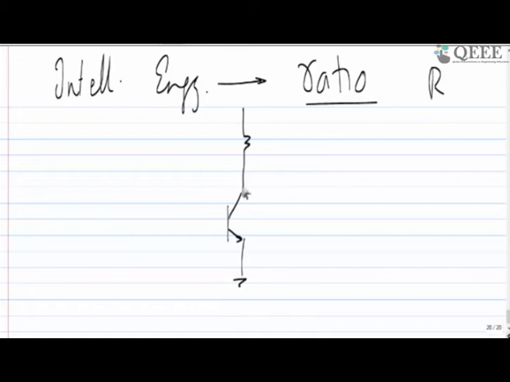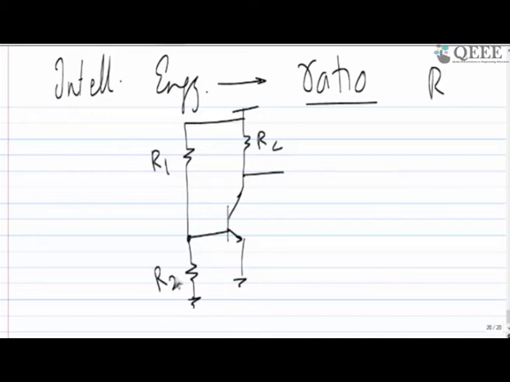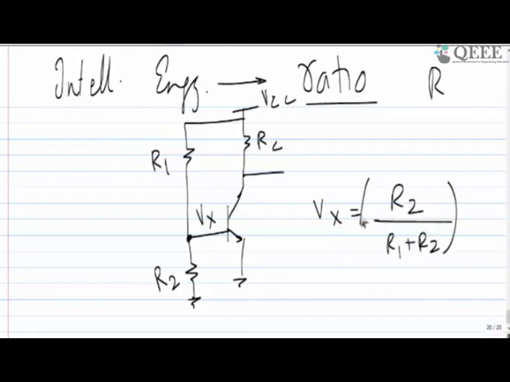if this is the circuit which you made just now, this is R1, this is RC. If I put one more resistance over here, which I am going to call R2, then this potential, earlier that potential was beta dependent and resistance dependent. Now this potential Vx is equal to R2 by R1 plus R2 times VCC.